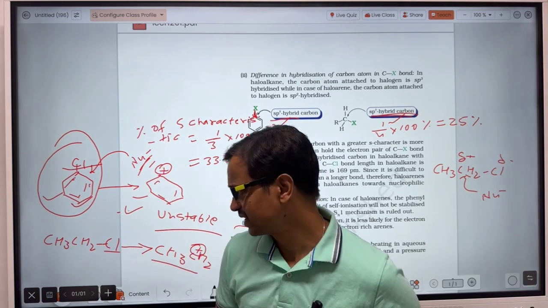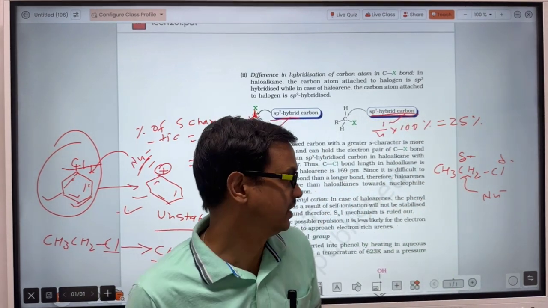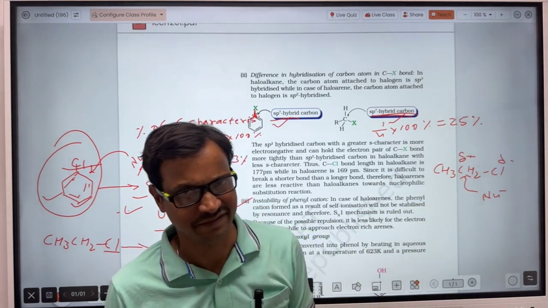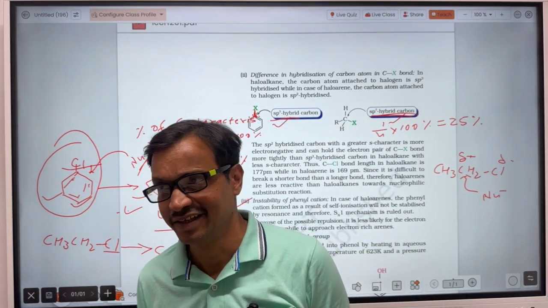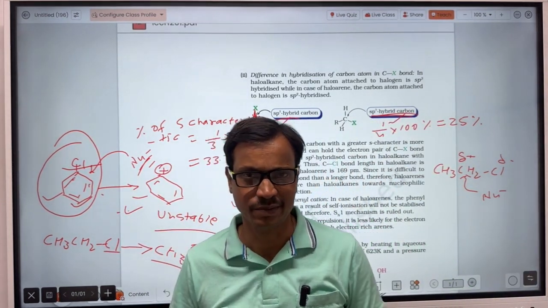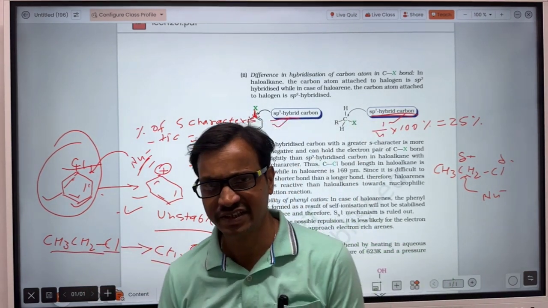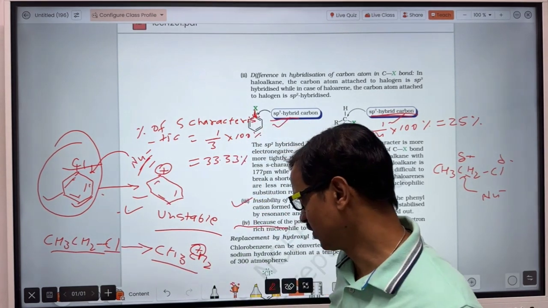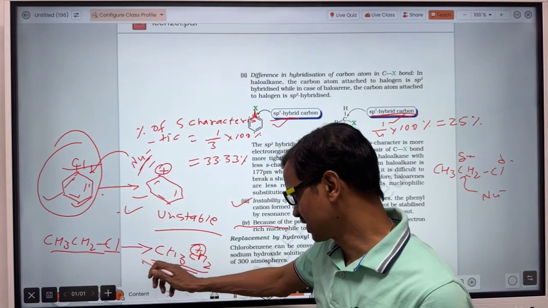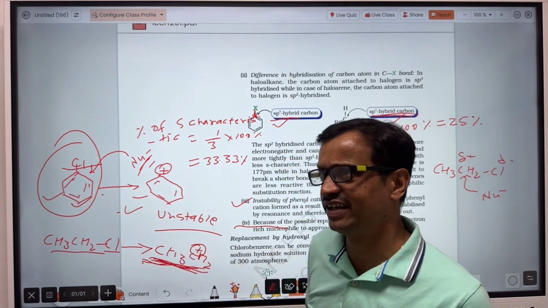Next, the third point is that the nucleophile will experience a repulsive force when it approaches towards haloarene, while the nucleophile will experience an attractive force when it approaches towards haloalkane. And the last point is, after the cleavage of the carbon halogen bond, there will be formation of phenyl carbocation, which is highly unstable, while in case of haloalkane, after the cleavage of the carbon halogen bond, there will be formation of alkyl carbocation, in which the carbocation will be stabilized by the plus I effect of the alkyl group.